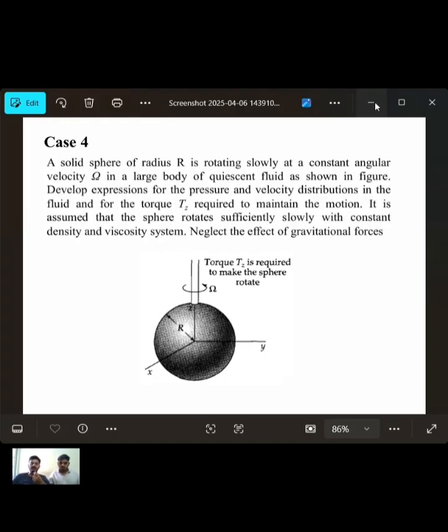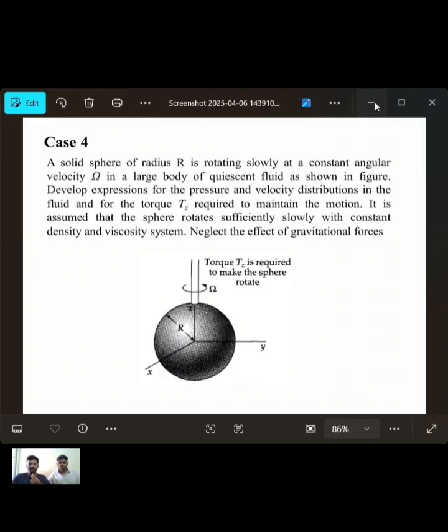So the sphere is rotating in the fluid body, and the pressure and velocity distribution in the fluid we have to study. Also the torque exerted by the sphere on the surface of the fluid we have to study. So the question says develop expressions for the pressure and velocity distribution in the fluid and for the torque Tz required to maintain the motion. It is assumed that the sphere rotates sufficiently slowly with a constant density and viscosity system. Also neglect the effect of gravitational forces.